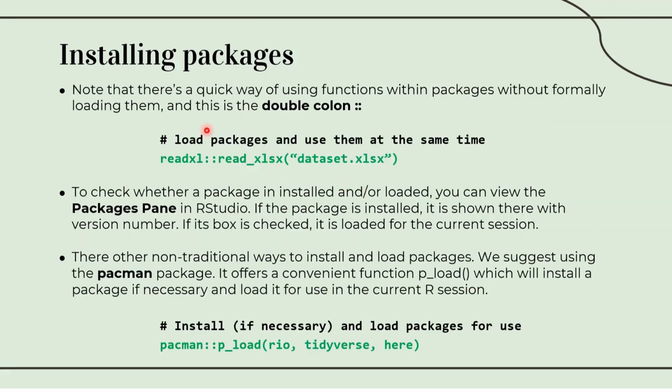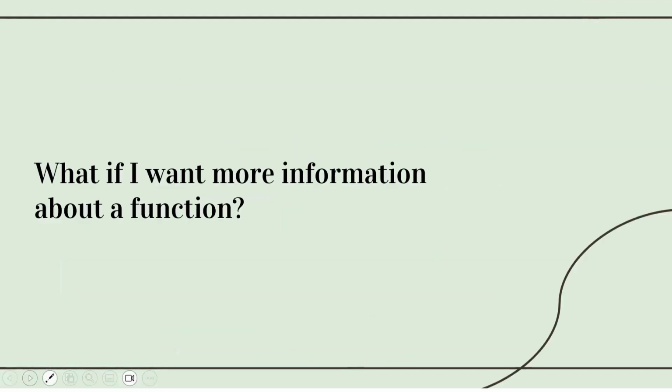While if you want to load packages without using library, you can use the name of the package, then double colon, and then you type the function with quotation mark. And the other alternative is using pacman double colon p_load, and then you add the packages. So this is the quickest way of loading and installing the packages.